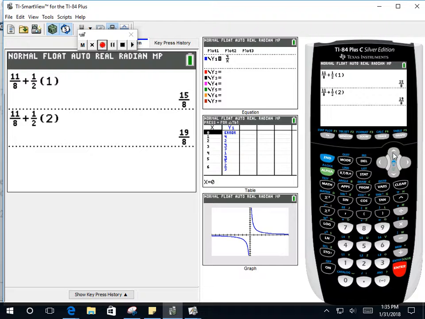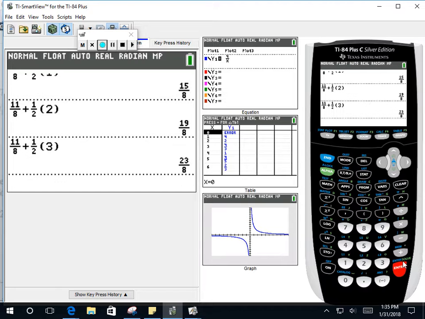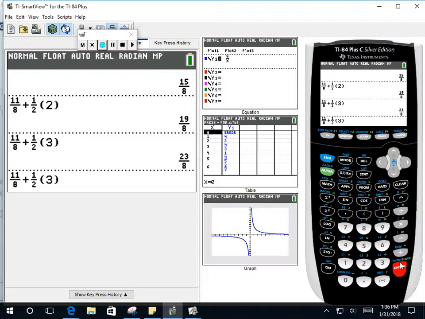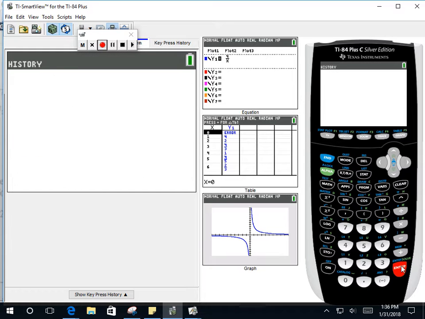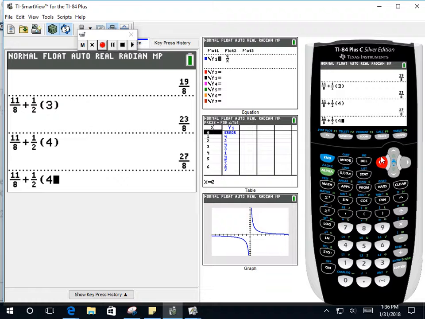Then if you want to find the third term, you copy and paste it again, and you replace the 2 with a 3, and you get 23 over 8. Then you would type in a 4, and you replace it with a 4, and you get 27 over 8. And then you replace it with a 5 for the fifth term, and you get 31 over 8.